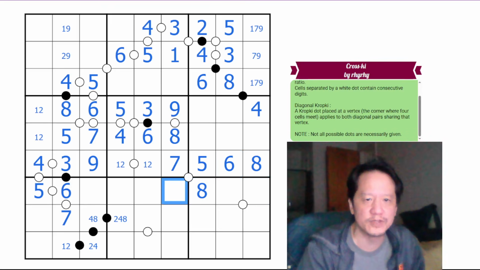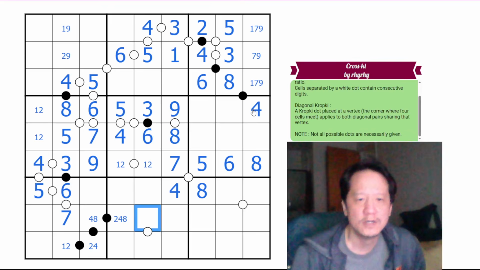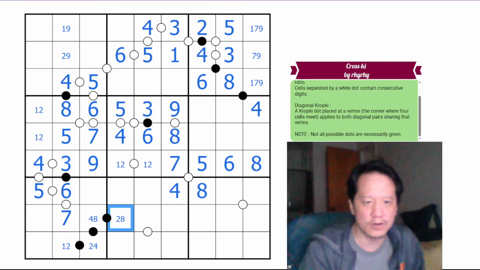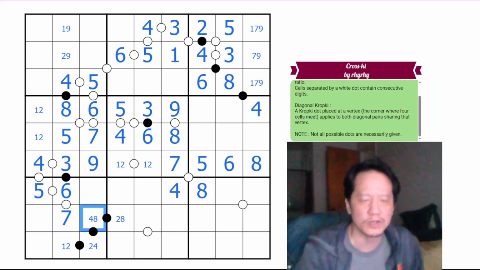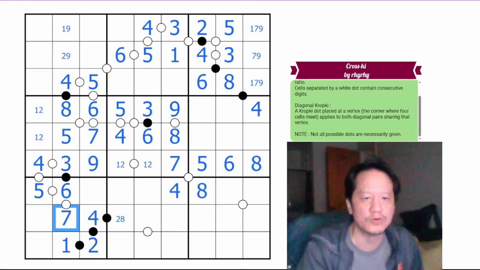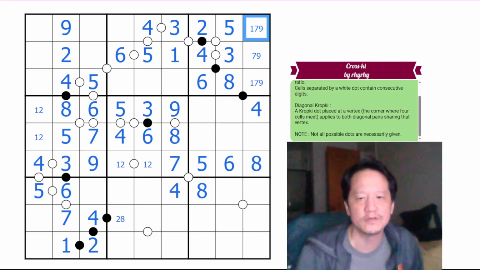5 is consecutive with that digit, which is 4 or 6. It cannot be 6 because of the 6 in the row. So this is 4. This 4 eliminates 4 from being here. So this is 2 or 8, which is in a 1 to 2 ratio with 4 only. So this is 4, that's 2, this is 1. Which eliminates 1 here, so that's 9 and 2. 9 eliminates 9 in the rest of the row.